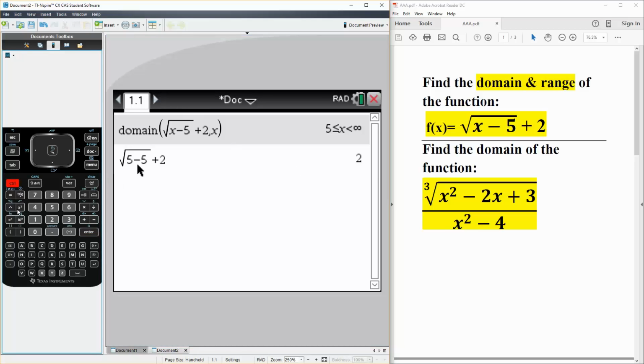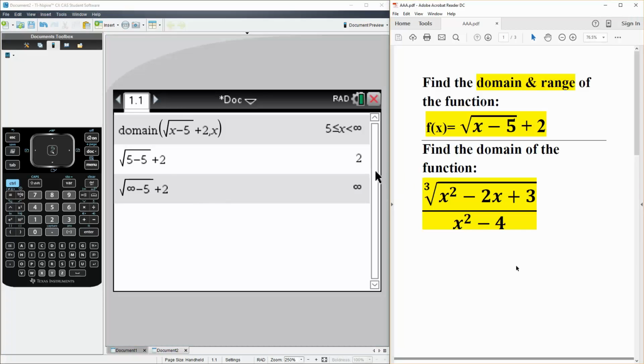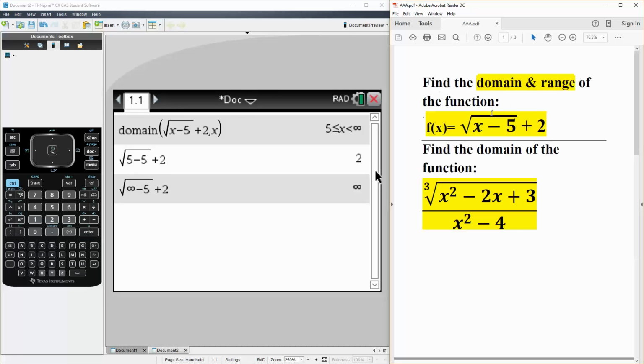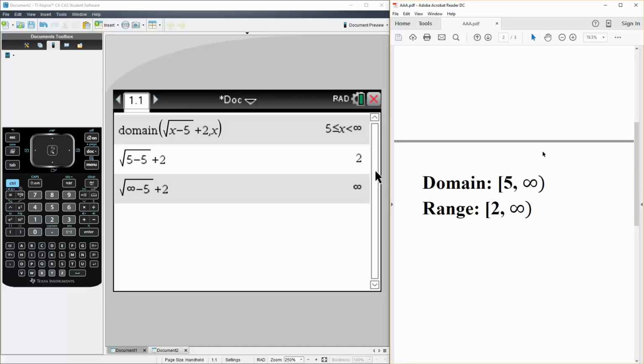Likewise, if x was infinity, we can simply plug that in. Control, the book, infinity. We say infinity minus 5 plus 2, and we get infinity. And so the range here would be 2 to infinity. It can equal 2 because we can plug in 5 and we actually get 2. So it would be a square bracket, 2, comma infinity. We can never reach infinity, but we can actually reach 2. So this is our domain and this is our range.